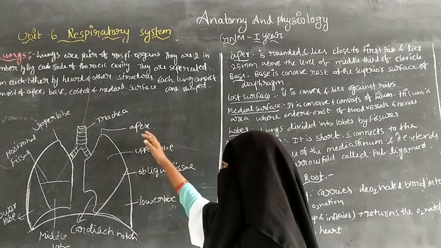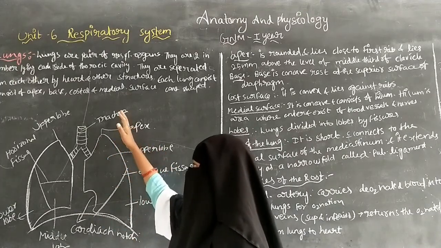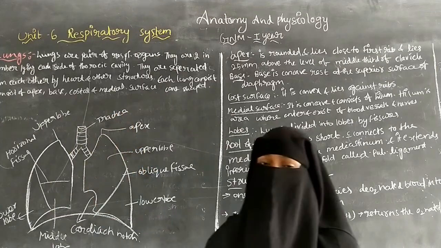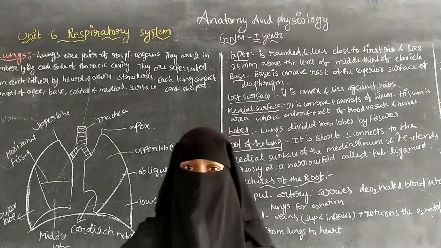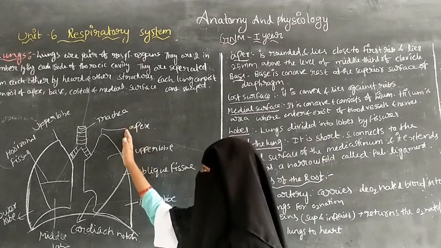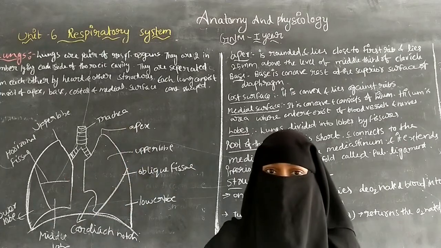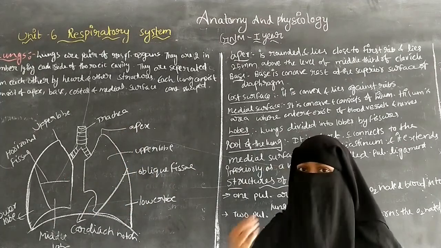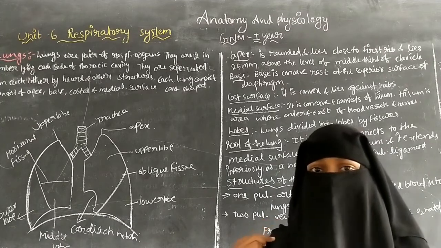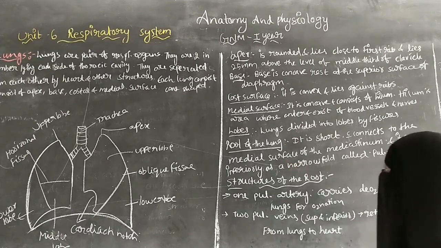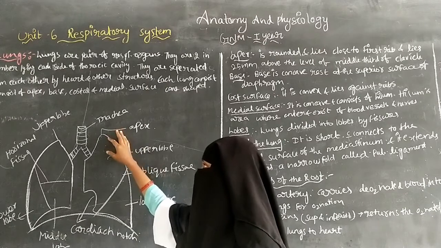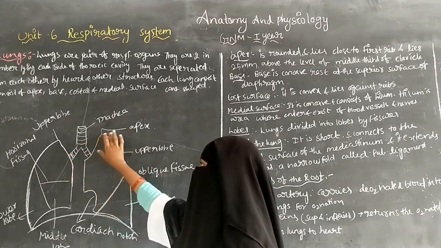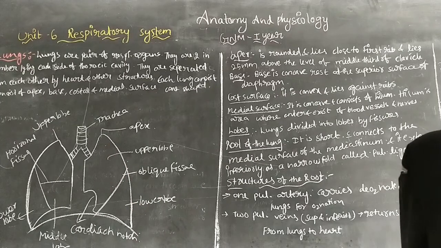The apex of the lung is situated at the level of the middle third of the clavicle. The clavicle lies below the neck and is connected to the shoulder. The apex is at the level of the middle third of the clavicle and very close to the first rib. So this is called the apex. Next is the base.